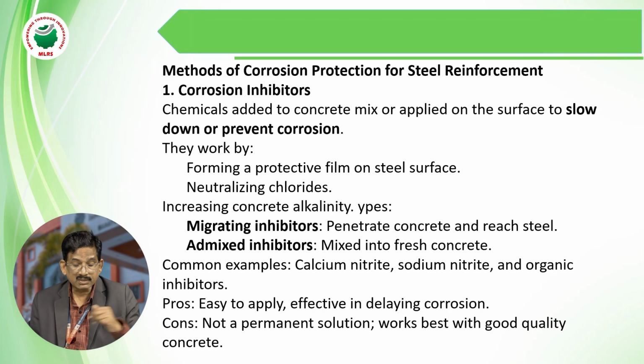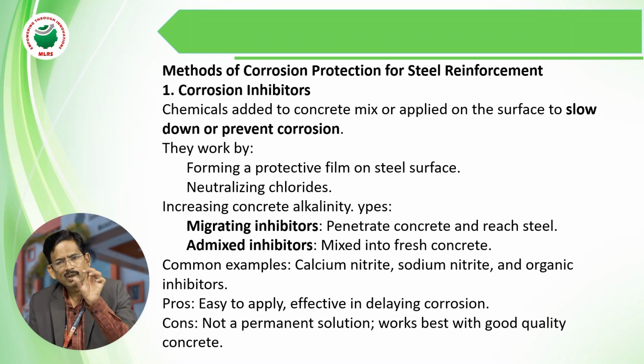Next, methods of corrosion protection of the steel reinforcement. Corrosion inhibitors are there. Next, migrating inhibitors and admixed inhibitors are there. The chemicals are mixed in or applied on the surface to slow down and prevent corrosion. I told already in the earlier slides also, we have to apply some epoxies, some liquids, to reduce the corrosion of the reinforcement.